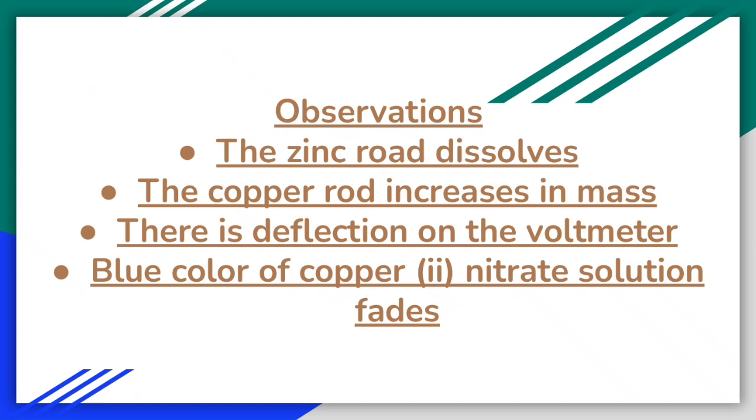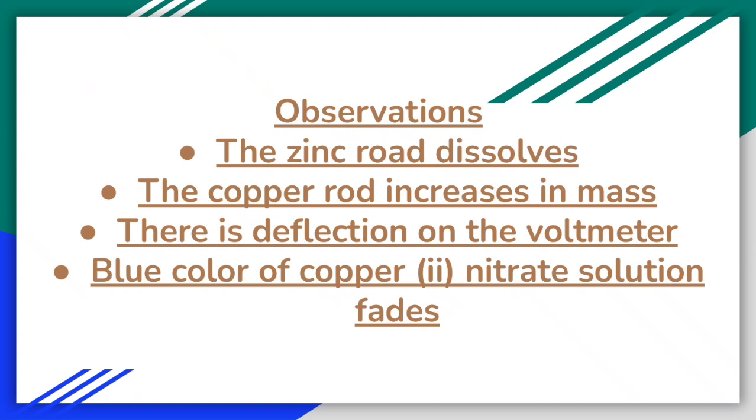We have the zinc rod dissolving. Why? Because it is more reactive, it is the one that undergoes oxidation, the loss of electrons. Therefore, as it loses electrons, it goes into solution and dissolves, and therefore there will be a reduction in mass of zinc. Now the copper rod increases in mass.